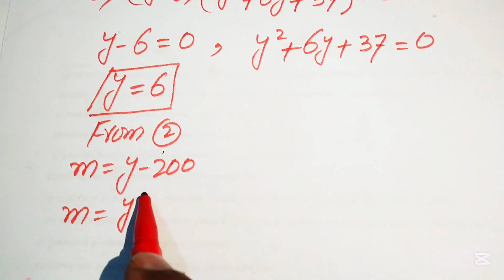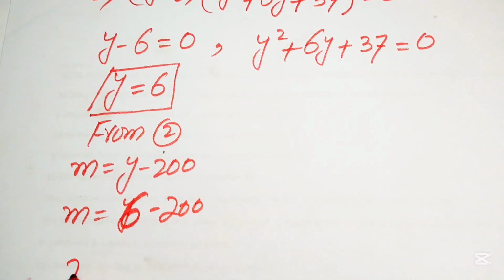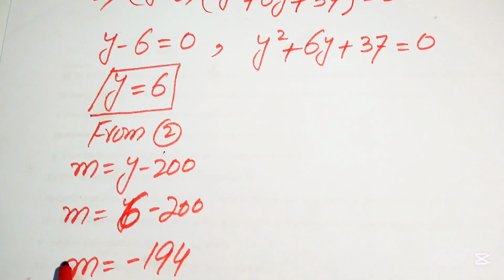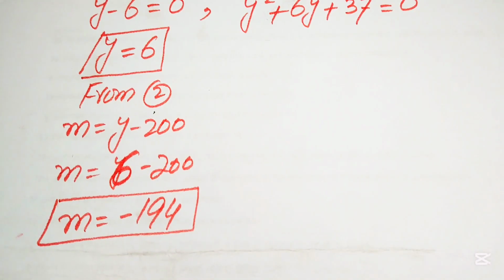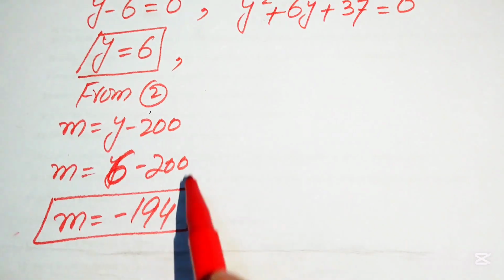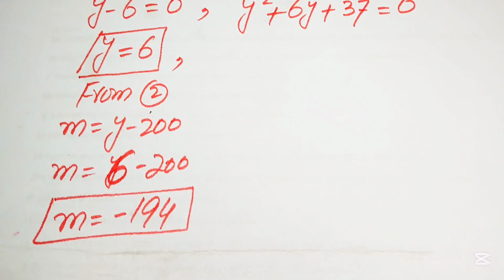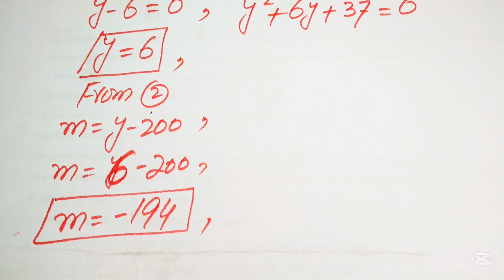So we get m equals our y, which becomes 6, minus 200. So we have m equals minus 194. Okay, so this is our value of m and it equals minus 194. So this is the first real solution, because in this problem we need to solve for the real values of m.